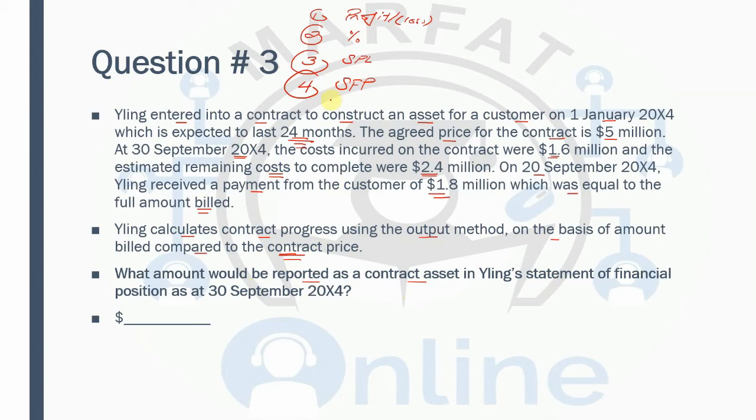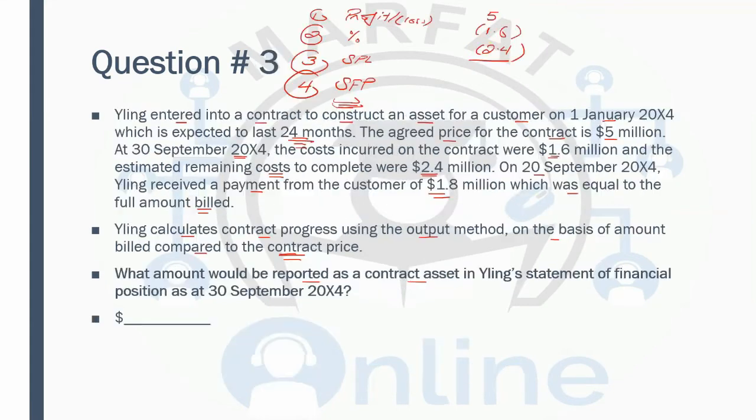That means they're asking us for step number four. So to reach step number four, we have to do all those steps. Right? Okay, step number one. What is the contract price? 5 million. What is the cost to date? 1.6 million. What is the further cost? 2.4 million. So let's see whether the contract generates the profit or loss.